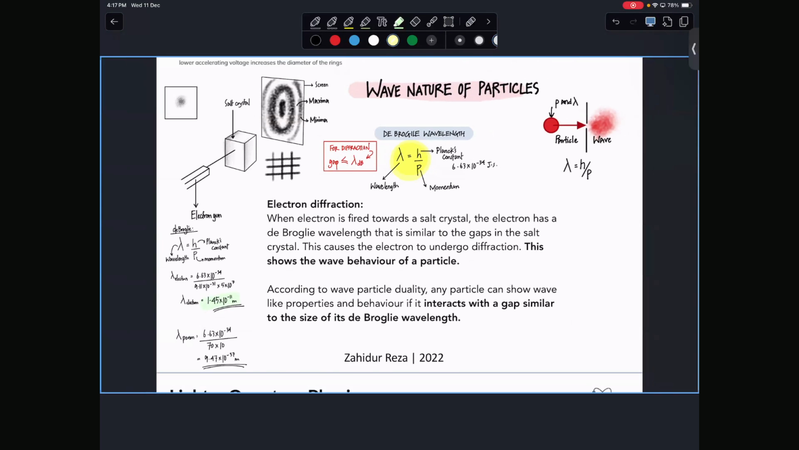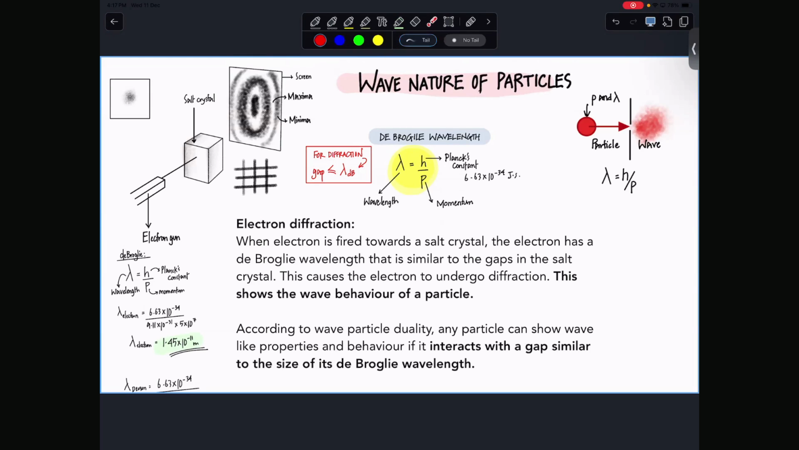Right. So this is called wave particle duality. In wave particle duality, we learned that if you take a particle like an electron and fire it into a salt crystal, here is the salt crystal, the electron, which is a particle, enters the salt crystal. But as it comes out from the other side, the electron is not there anymore. You see this pattern formed here. This pattern is actually your diffraction pattern.